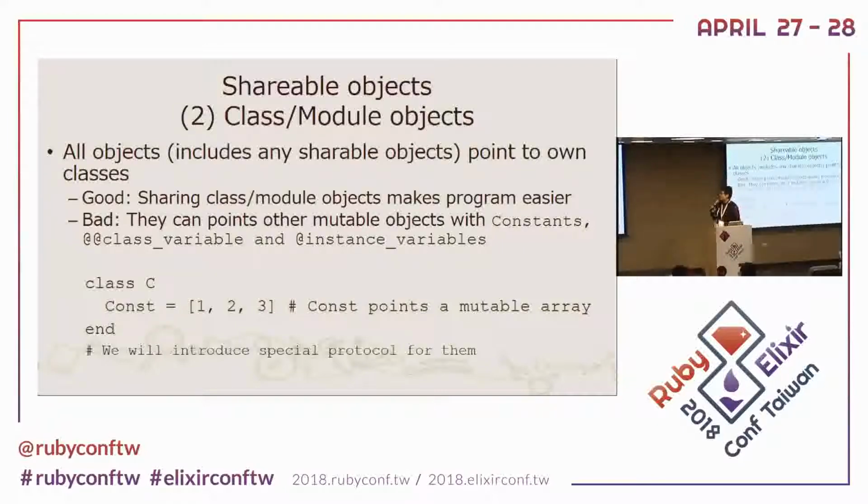For example, this example shows class C, where the constant points to a mutable object. If we allow such code, then we can share such a mutable array between guilds. So we need to prohibit such a case.